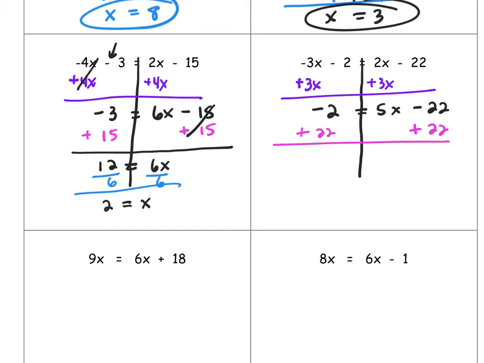The next step to solving should be to add 22, and that will leave 20 on this side and 5x on the right side. What's the final answer? The final answer is 4 equals x, or x equals 4. And we're ready for our last set.